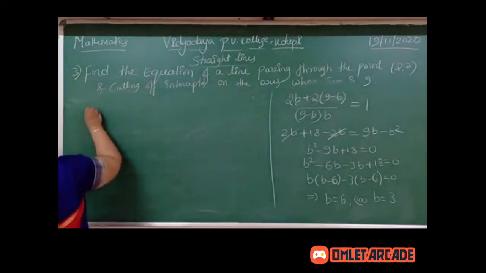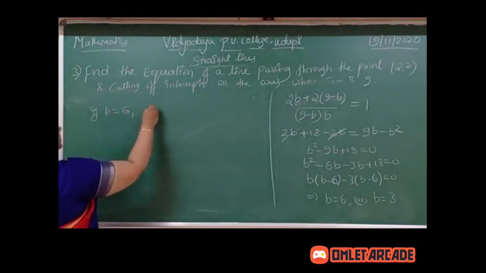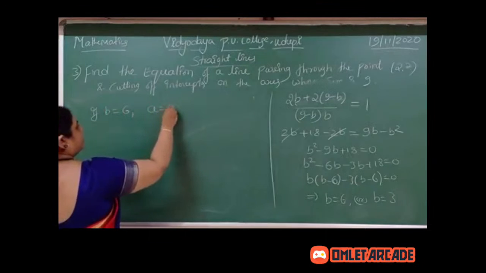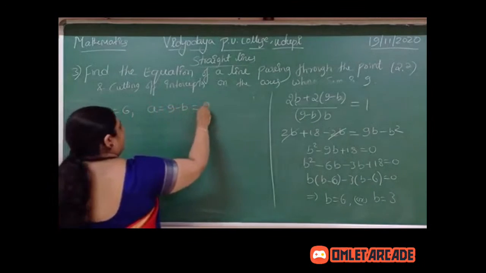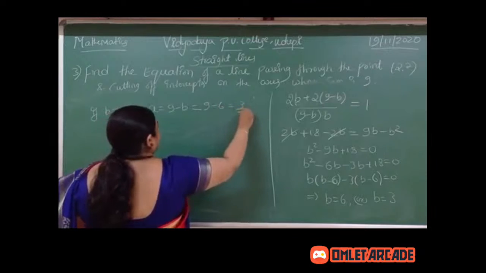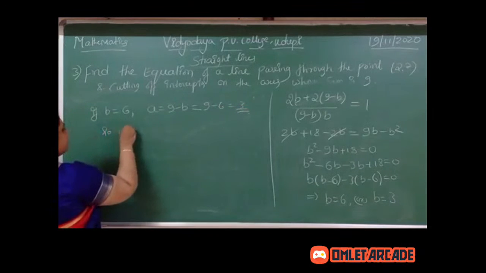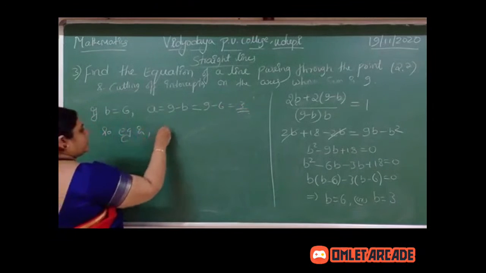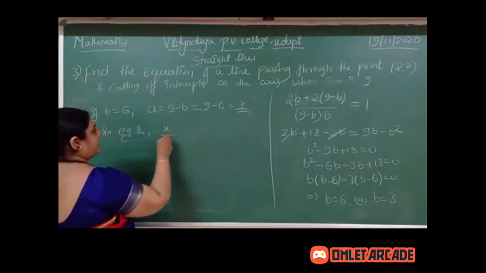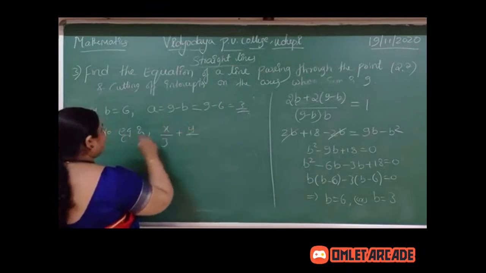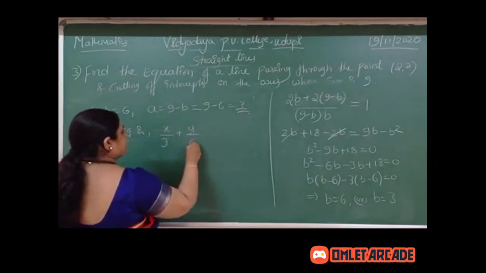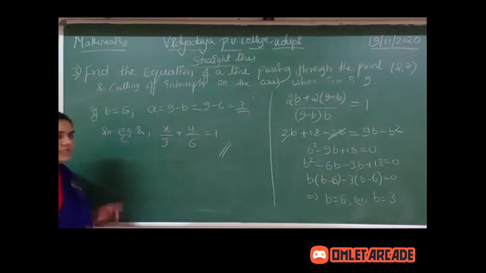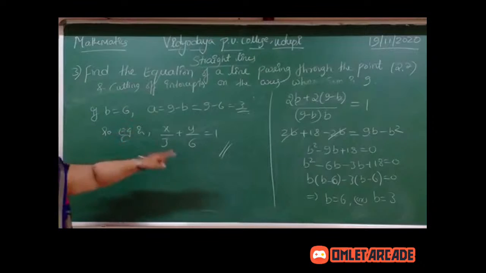Now we have two values. If b is equal to 6, what is the relation? a is equal to 9 minus b. So 9 minus 6 is 3. So the equation x by a, what is a here? 3, plus y by b, what is b? 6, is equal to 1. This is one case, students, when b is equal to 6.